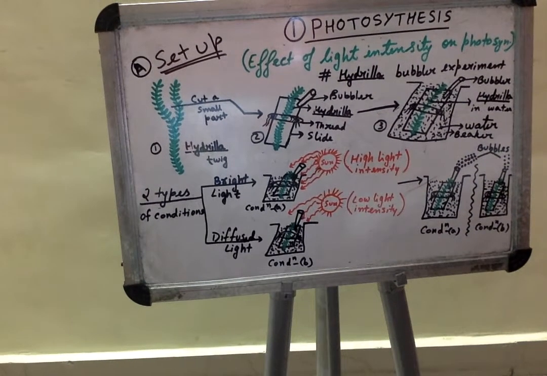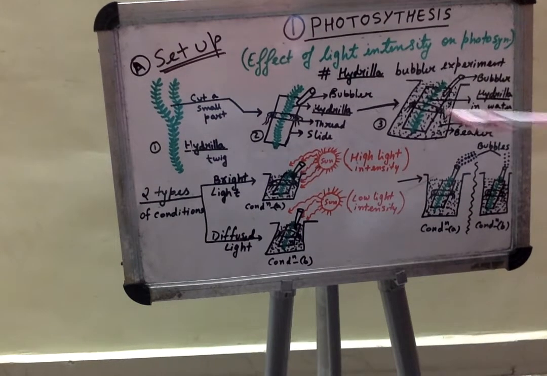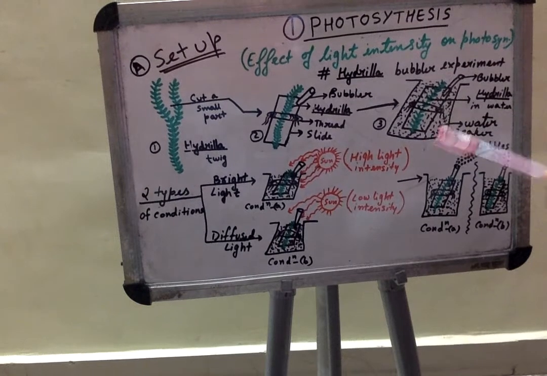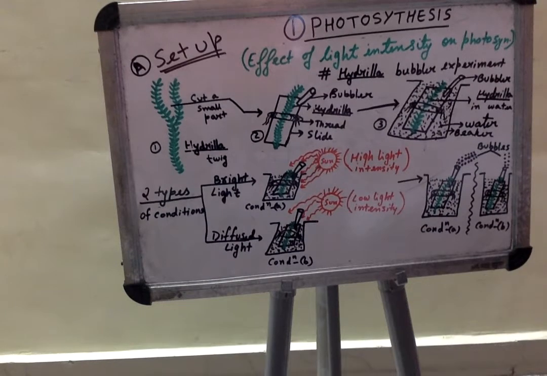So cut a small part of this Hydrilla twig and very gently tie it to the slide with the help of a thread. Then attach the bubbler. Put this whole thing in the beaker having water up to its rim, that is, up to its edge, as you can see in figure 3. And keep this whole thing first under bright light or bright sunlight for an hour.